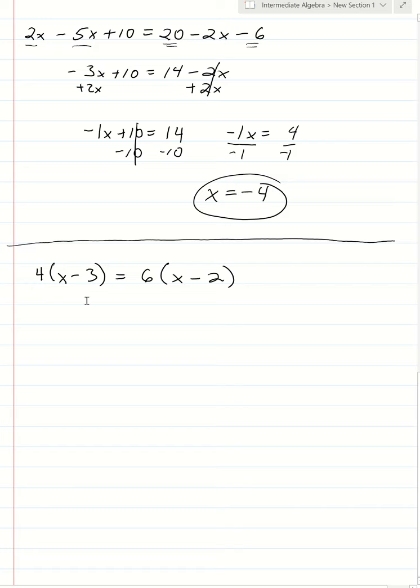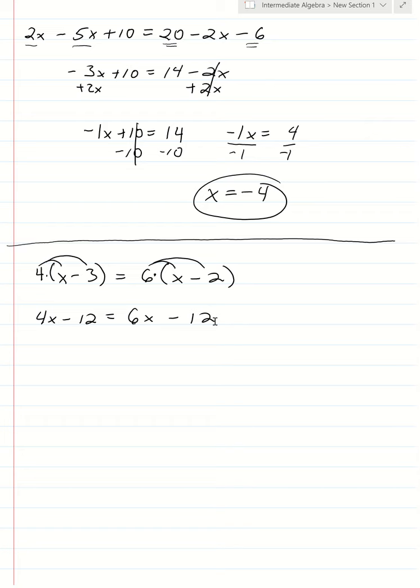Okay, let's start with step 1. In step 1, I'm going to have to distribute my 4, and I will also have to distribute my 6. Here on my left side, I would get a 4x minus 12 equals, when I distribute on the right side of the equation, that would produce a 6x minus 12. Step 1 is done. Let's now move on to, of course, step 2.